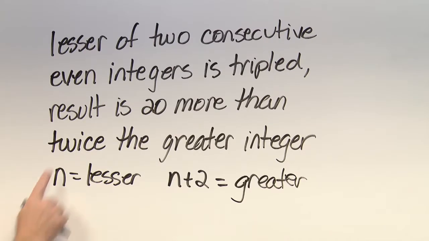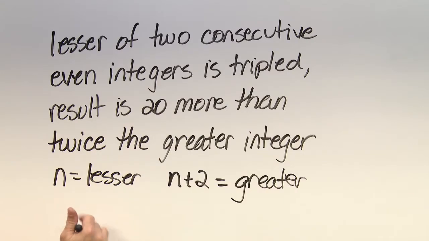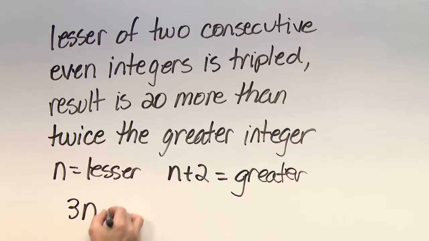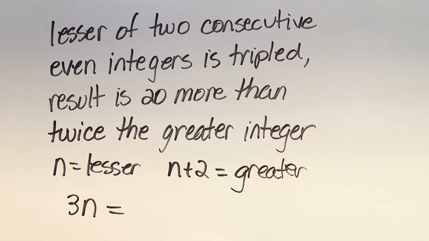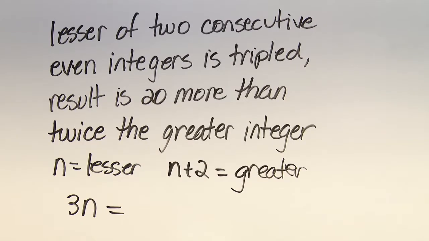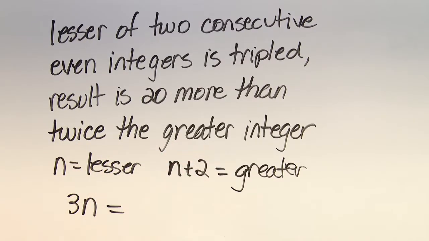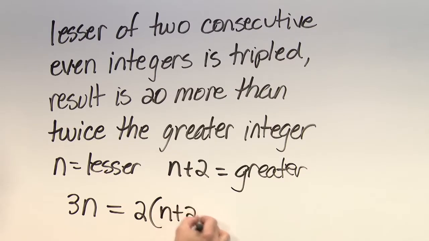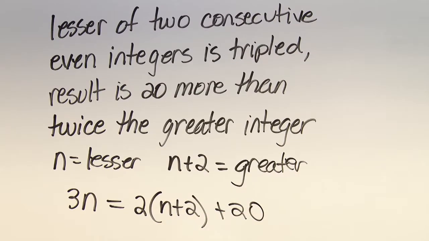It tells us that if the lesser is tripled, so this one is tripled, 3n, the result is, that is our equals. 20 more than means we're going to add 20, and we add it to twice the greater. So 2 times the greater. And then we add the 20 for the more than.